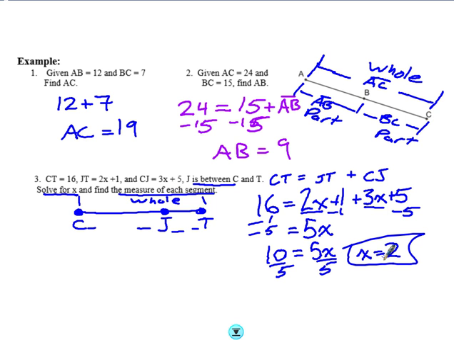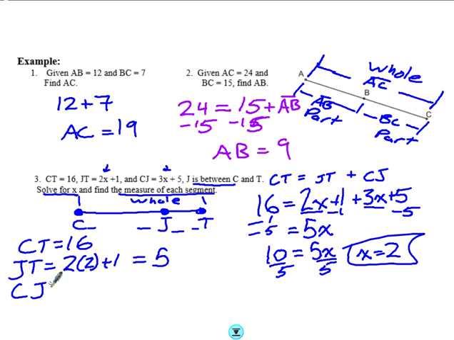So now we're going to substitute 2 anywhere that we saw x. We already know that CT is 16. Now JT, we're going to do 2 times 2 plus 1. 2 times 2 is 4. 4 plus 1 is 5. CJ, 3 times 2 plus 5. 3 times 2 is 6. 6 plus 5 is 11. And if you look back to our equation, JT plus CJ, 5 plus 11, hey, that equals 16. So that's a nice way you can check yourself.